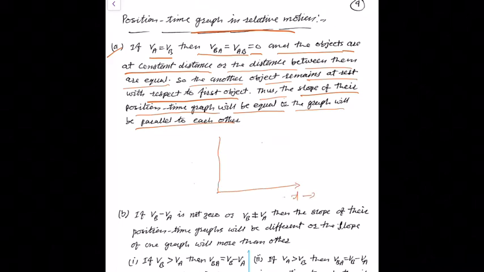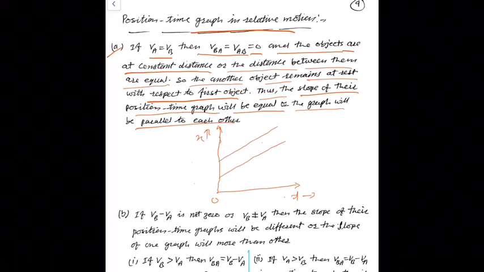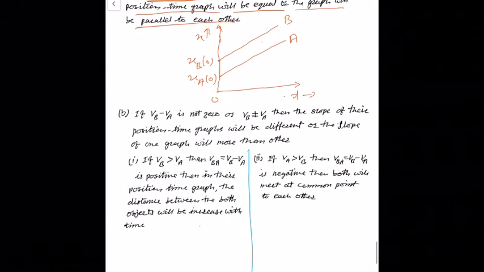It is time axis, it is position axis. Both are parallel to each other. Position of A at t equal to 0, position of B at t equal to 0.